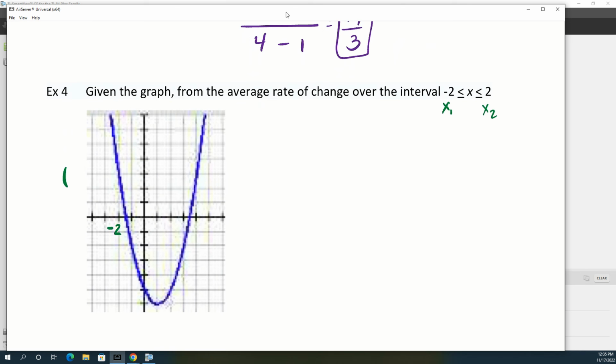So that's the point (-2, 3). That's going to be our x1, y1. Right? And then the other point, when x is 2, which would be right here, it looks like -5. So that's the point (2, -5). That's your x2, y2.